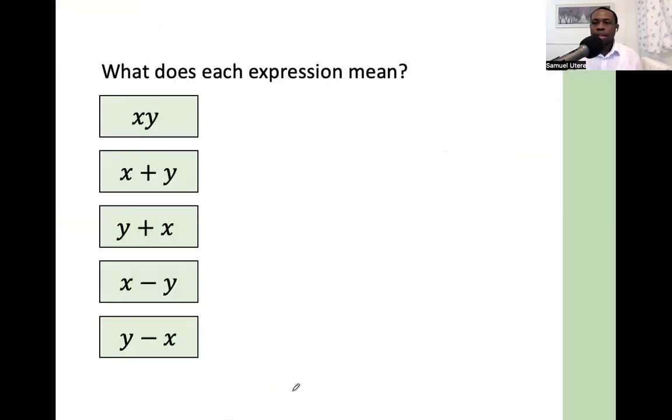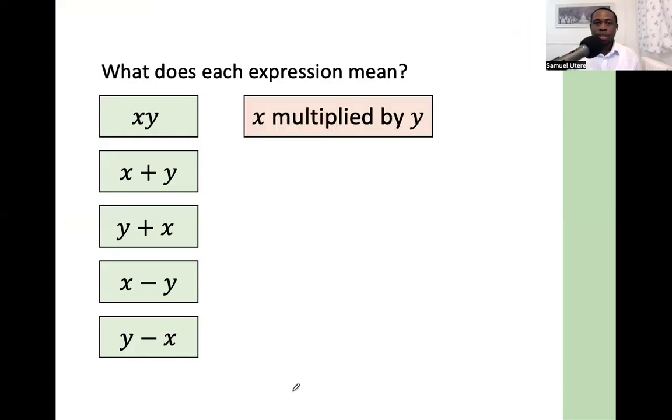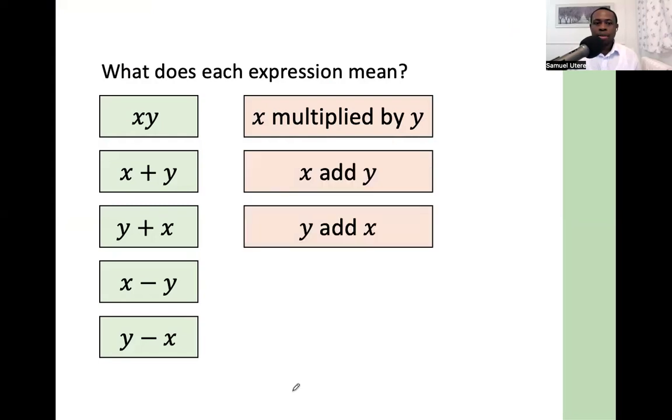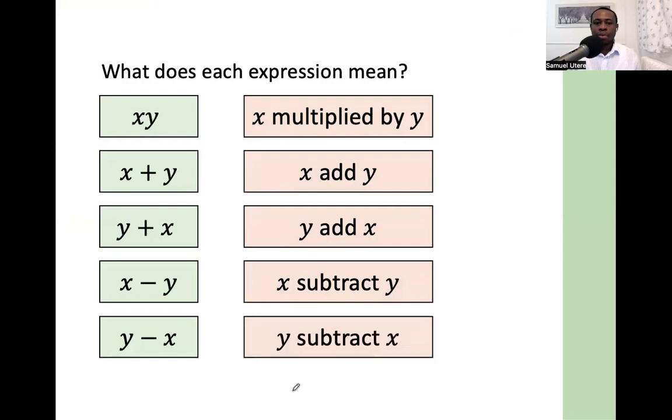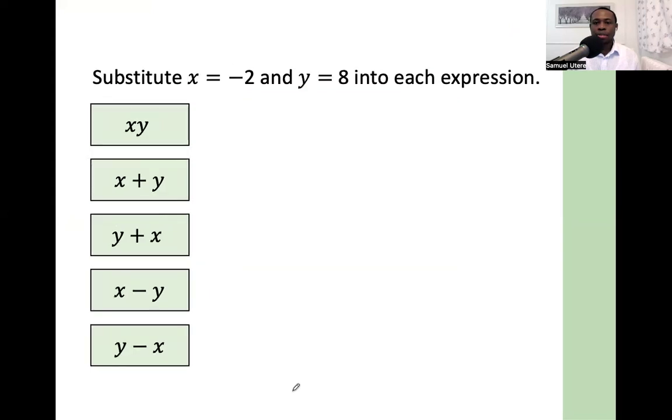Okay, let's move on to the second part of our lesson where we'll do some further learning. What does each expression actually mean? Pause the video and have a think. Well, I'm sure you would agree that these expressions mean x multiplied by y, x add y, y add x, x subtract y, and y subtract x.